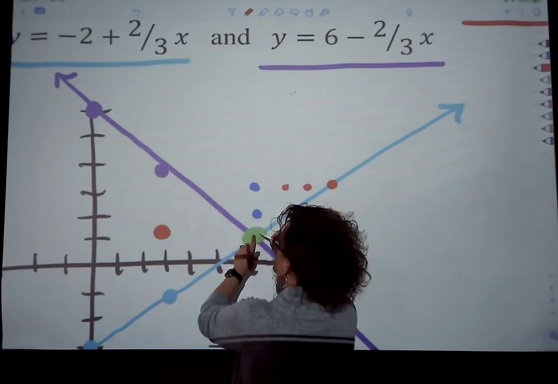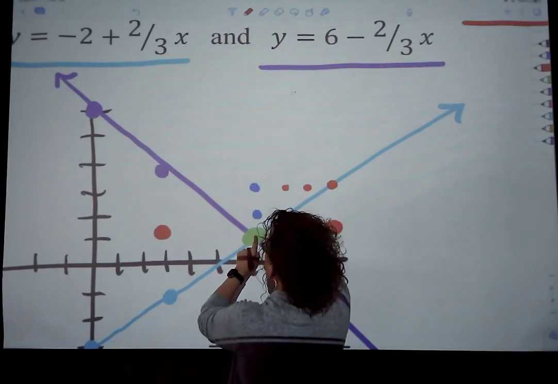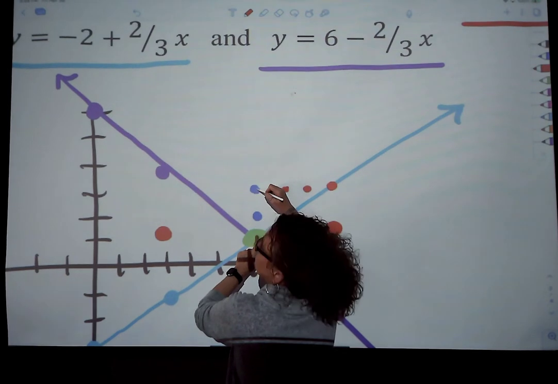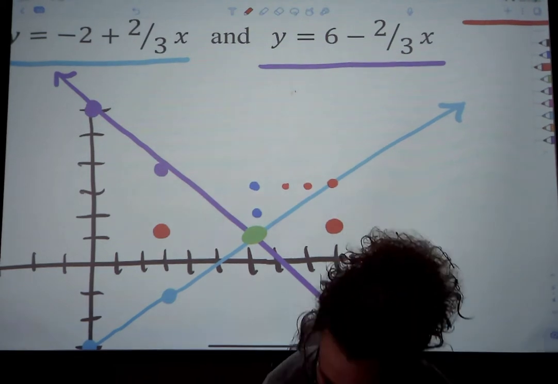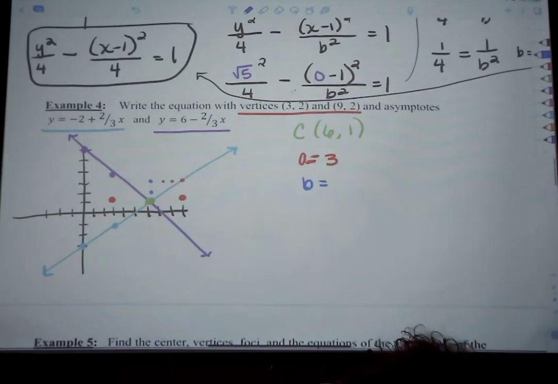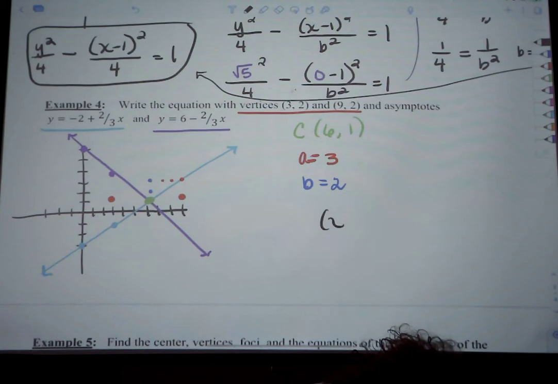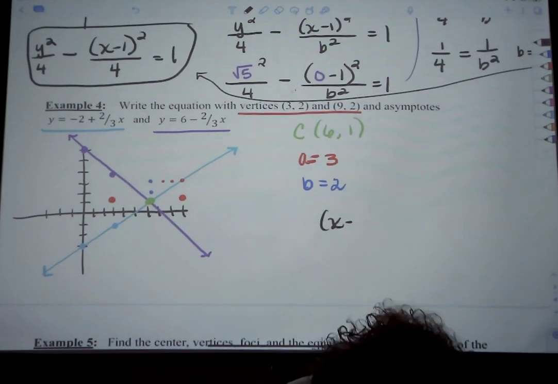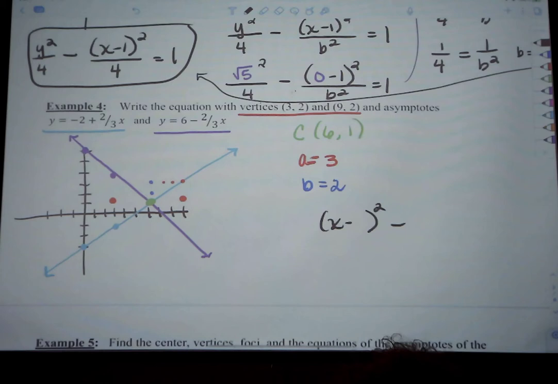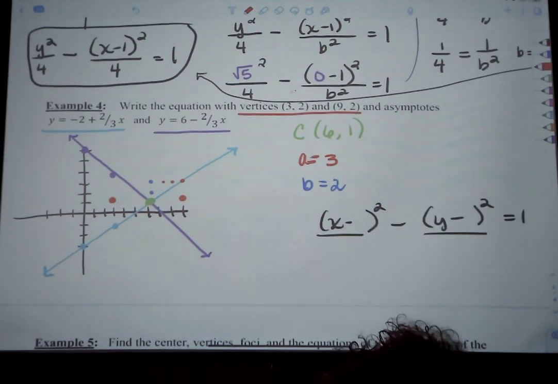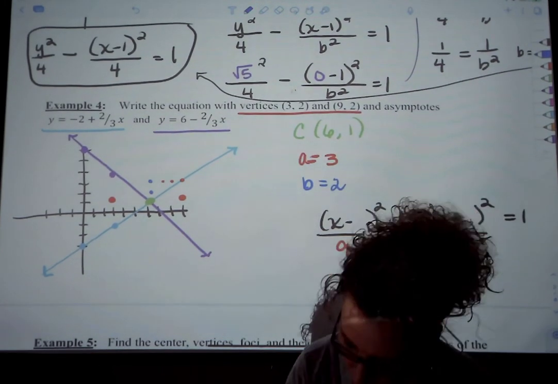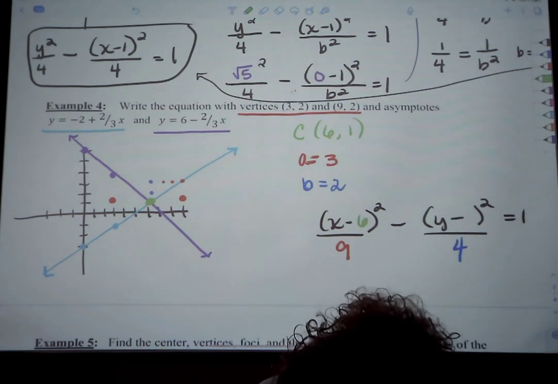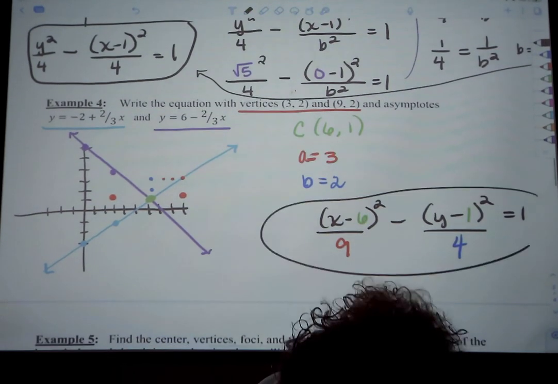Same thing with the purple. The slope of the purple line is negative 2/3. Watch. Up 2, back 3. So B is 2. Here's my equation. Hold on. Yeah, it does go that way. A is 3, B is 2. Final answer.